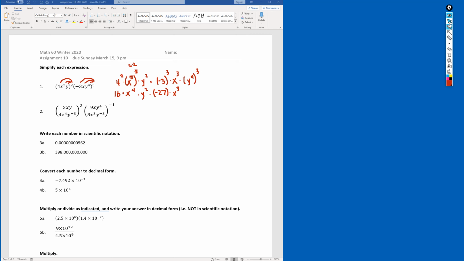And then again, we have another case where we have something to the fourth power raised to another power, the third. So again, we multiply those, 4 times 3. So that's going to be y to the 12th. Now we look to see what things we can combine, what things we can multiply together. We can multiply the 16 times the negative 27. That equals negative 432.